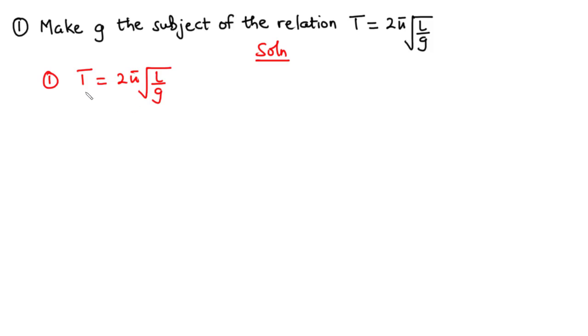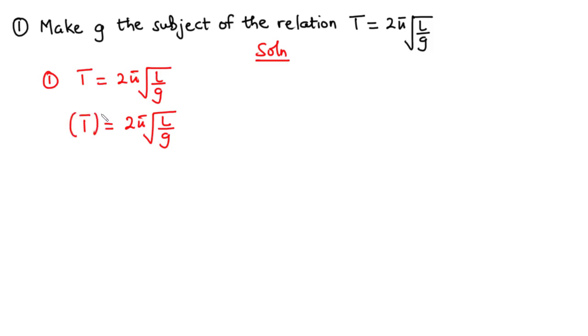To make J the subject, we can see here that J is under the square root. Since J is under the square root, we need to apply the inverse of square root, which is a square, so as to remove the square root. So we are going to square both sides of the equation. We write the relation, t equals 2 pi times the square root of L over J. Next, we square both sides of the equation to remove the square root.